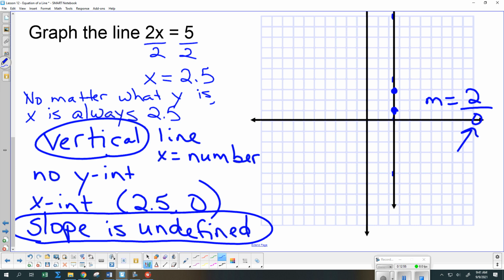Another thing about a vertical line, and we'll review more of this later, a vertical line is not a function. And we won't worry too much about that today, but I just want to plant that seed. We did a little bit with functions last year, and we'll do some more several lessons down the road.